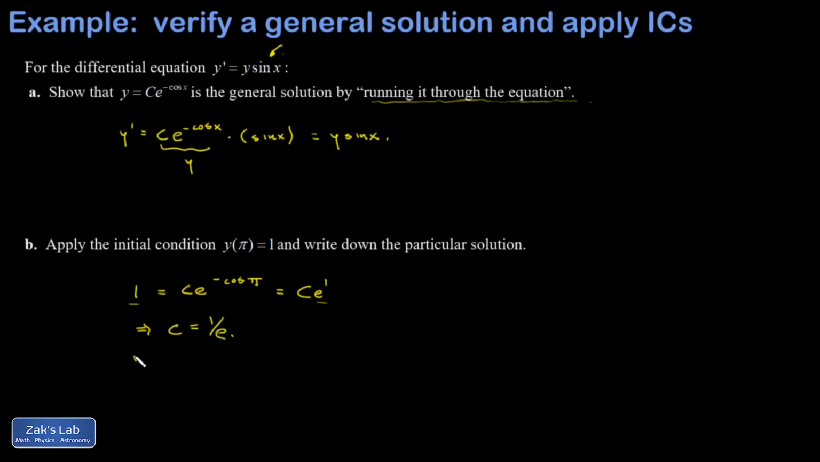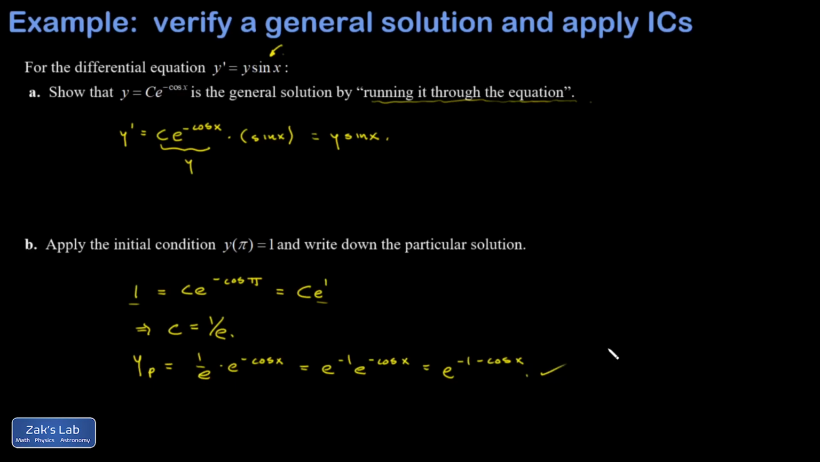Now I can write my particular solution, y p is equal to 1 over e times e to the negative cosine x. And we're done, but we might be able to express this in a nicer way. So I can write 1 over e as e to the negative 1. And then I realize that I can just add the exponents here and end up with e to the negative 1 minus cosine x as my particular solution.